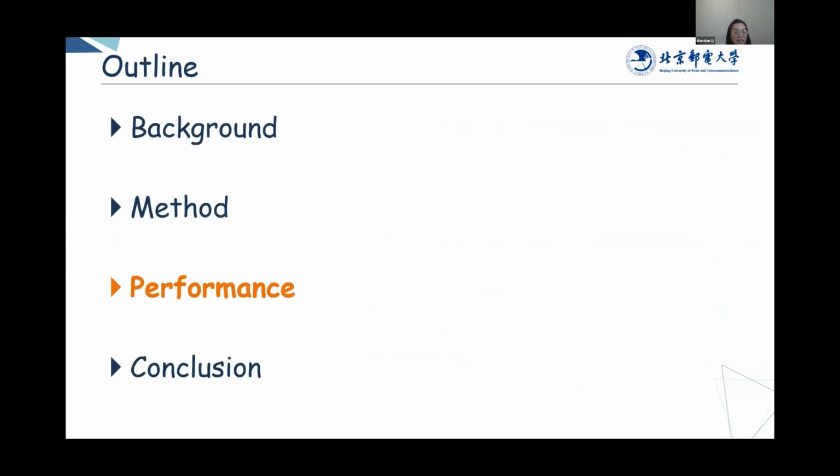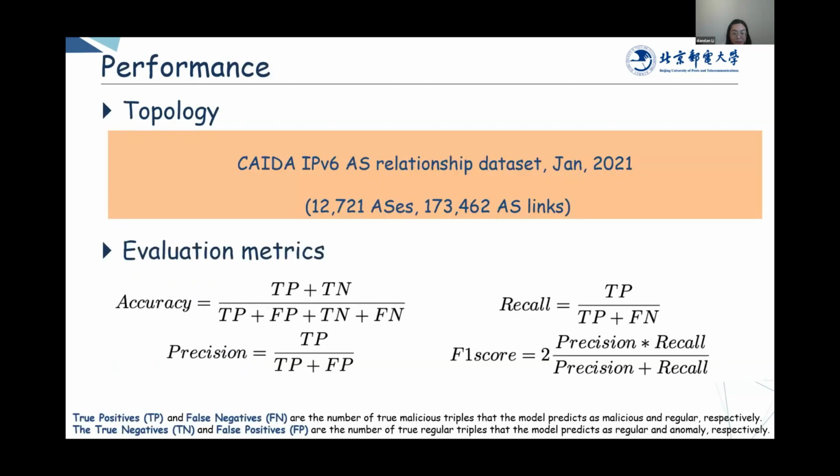Next, we will discuss the performance of our proposed method. First, the data set: the topology data is collected from the CAIDA January 2021 AS relationship data set of IPv6, which has 12,721 AS and 173,462 AS links. Our chosen evaluation metrics are accuracy, recall, precision, and F1 score.